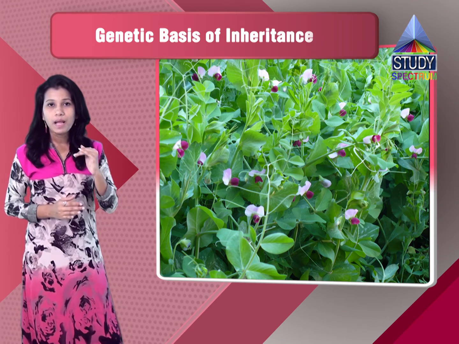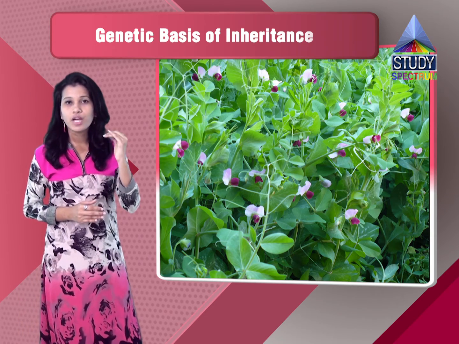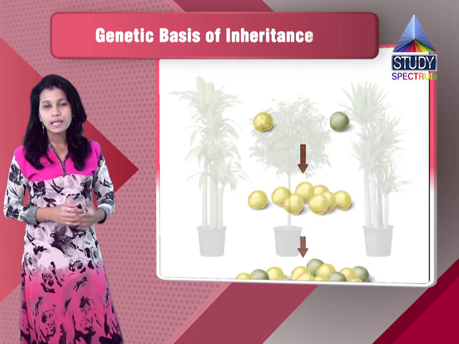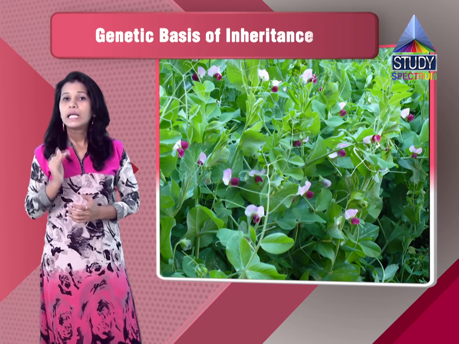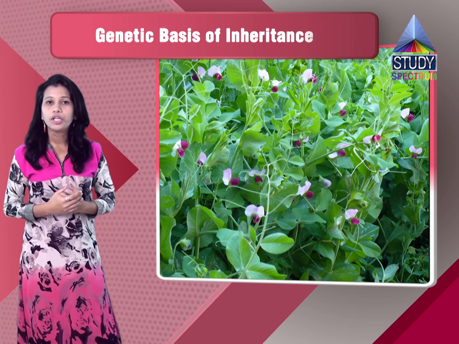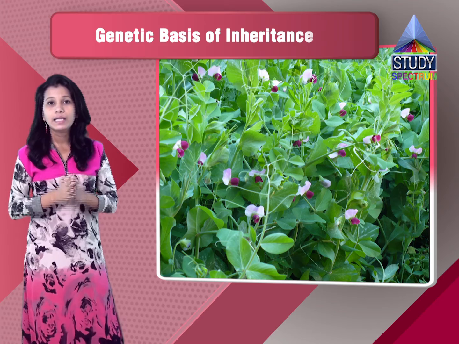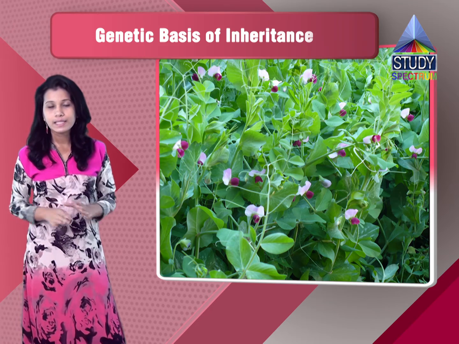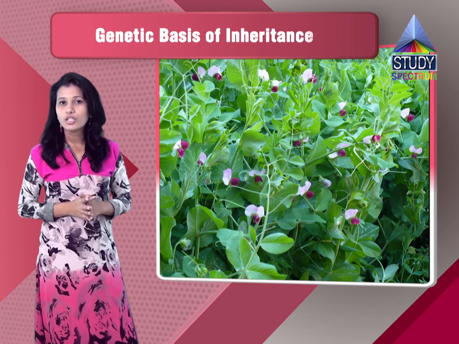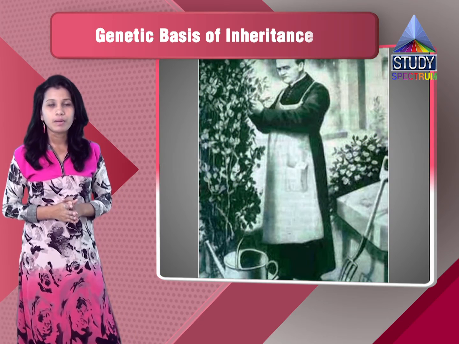That means all plants which were tall, if they are true breeding, they will be producing only tall plants, and all dwarf plants, they are true breeding and they will be producing only dwarf plants. So there was no intermediate character. The characters were exactly contrasting, exactly different from each other, and that is why Mendel selected garden pea plant.